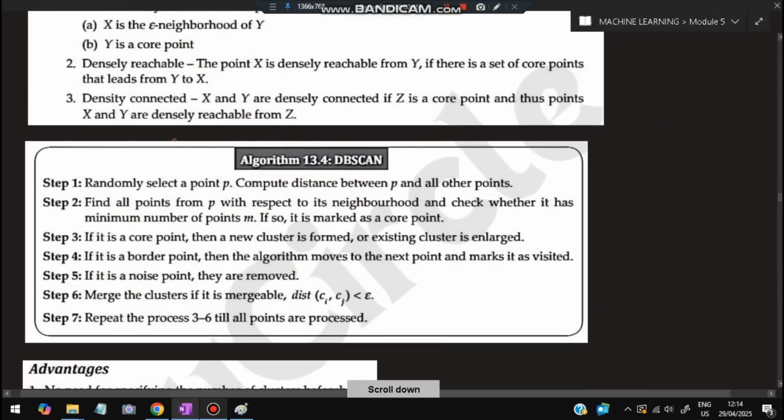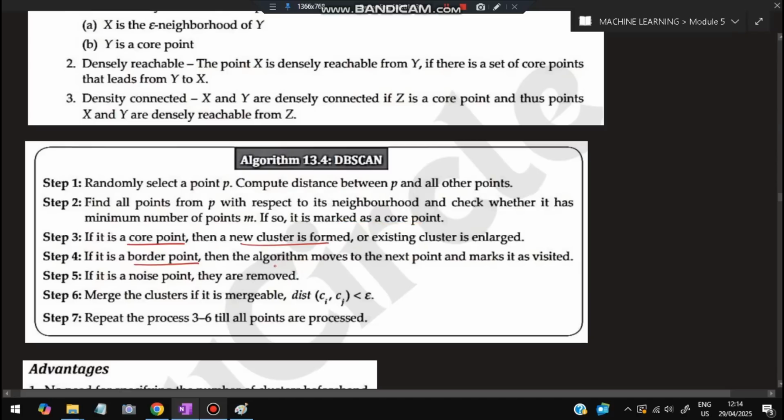And the algorithm is also very simple. Randomly select a point p, compute the distance from p to all the other points, find all the points in the neighborhood of p, and check whether it has the minimum number of points. If so, mark it as a core point. If it does not have, it is not a core point. If it is a core point, a new cluster is formed.